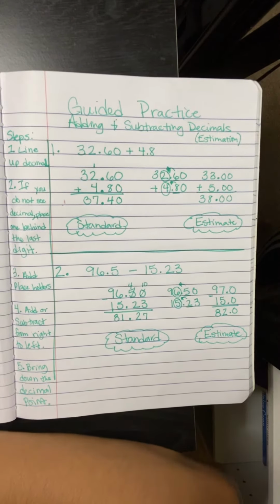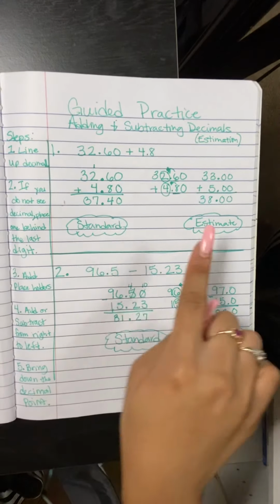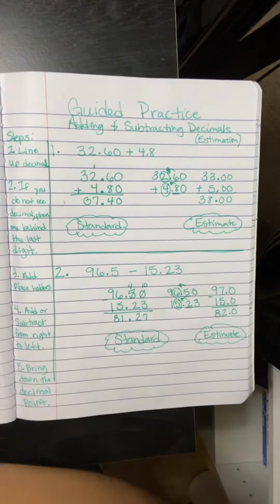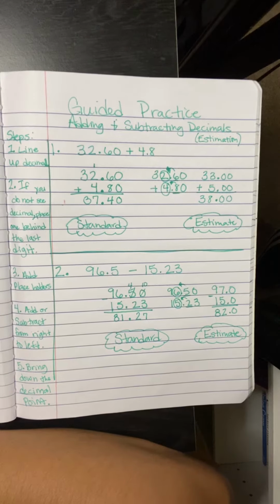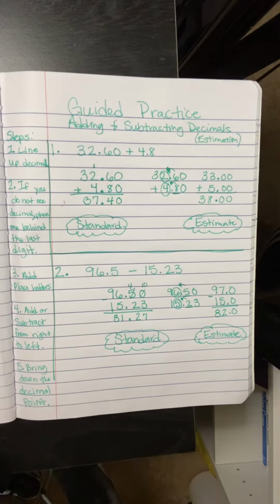Hi guys, so we're going to be doing adding and subtracting decimals. We need to do our standard form and our estimation. When you're estimating decimals, you're going to be rounding to the whole number, which would be your ones place. And here are our steps.